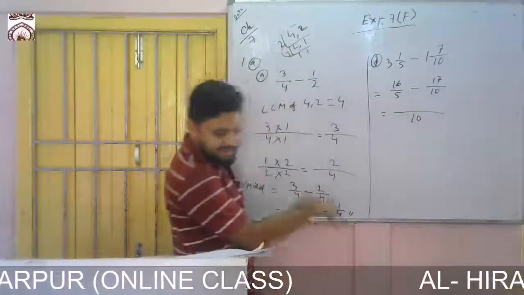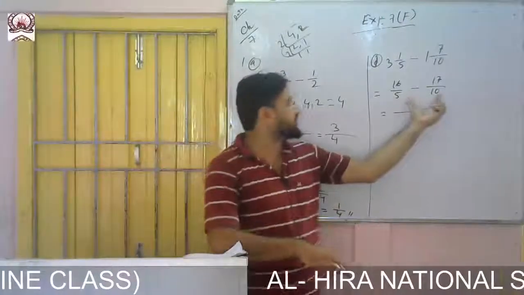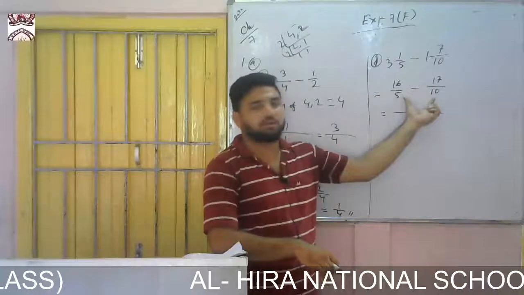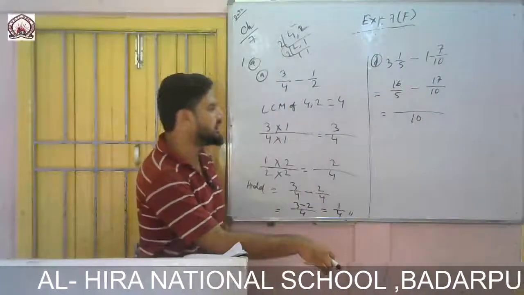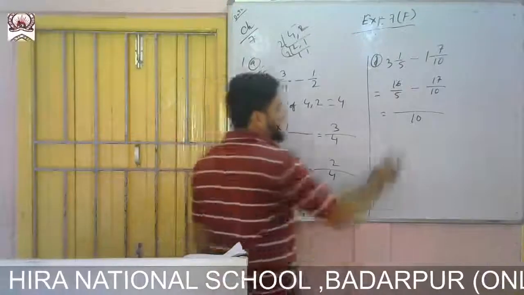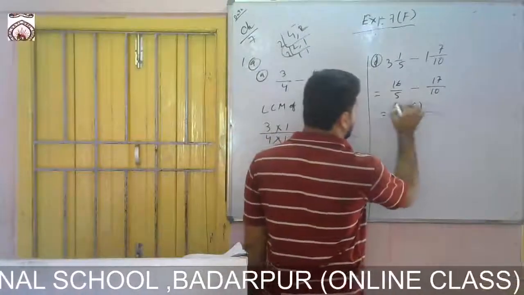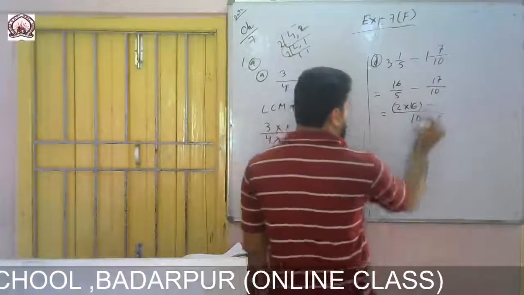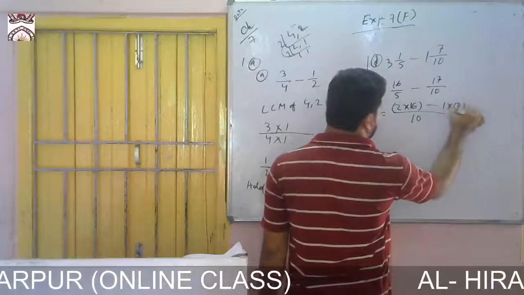Whenever both the denominators are divisible by one another, then the greatest will be the LCM. So here 10 is the LCM. 5 2s are 10, so 2 into 16. Minus 17 over 10: 10 1s are 10, so 1 into 17.